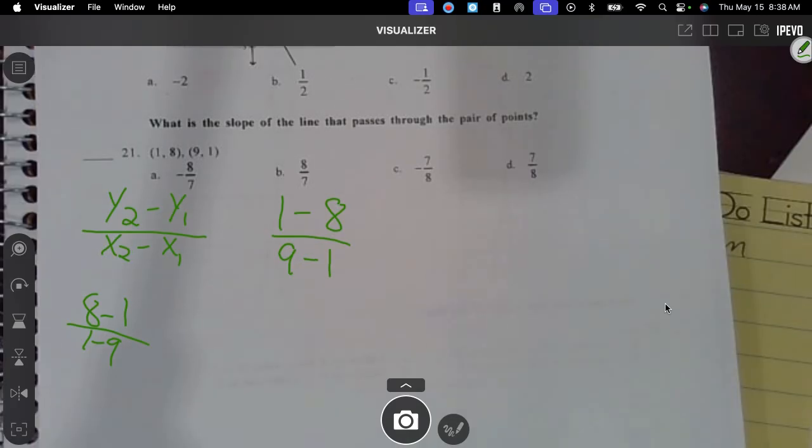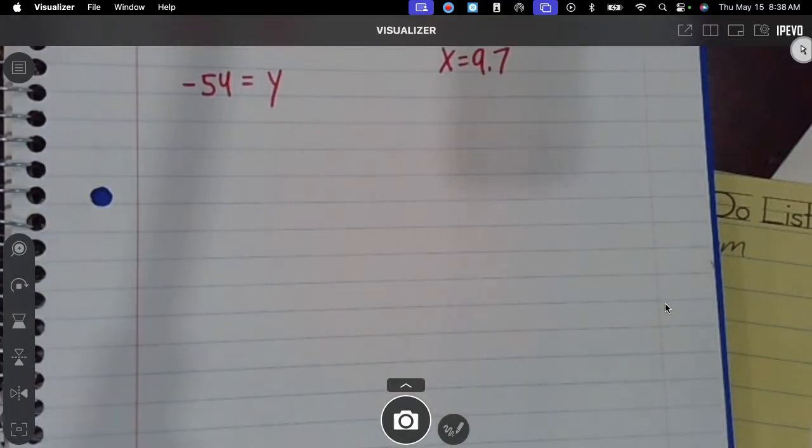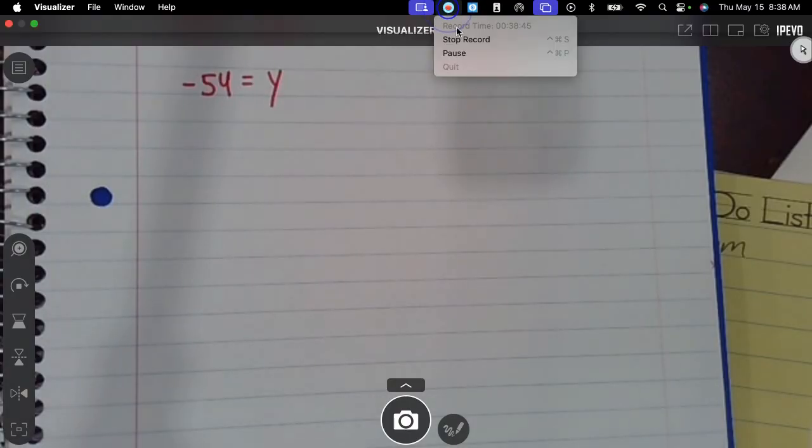What is 1 minus 8? That is negative 7. And what is 9 minus 1? 8. Negative 7 over 8. That's C. How do we feel? Pretty good. Don't you have the answers already? Okay. So at least you've got that. And tomorrow what we'll do is start at number 22. I'm going to put that on the front of here. Let me stop my video.